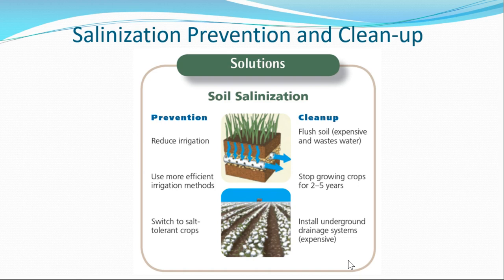Now, how do you clean it up? You can flush the soil, but you'll lose all the nutrients. It's extremely expensive, and it wastes a lot of water. You can stop growing crops for 2 to 5 years and let the land sit and let the salt wash out naturally. But you're not growing anything. Or you can install underground drainage systems and flush some water into it and then just keep pulling the salt out. Those drainage systems will prevent salinization going forward as well, but that's amazingly expensive.